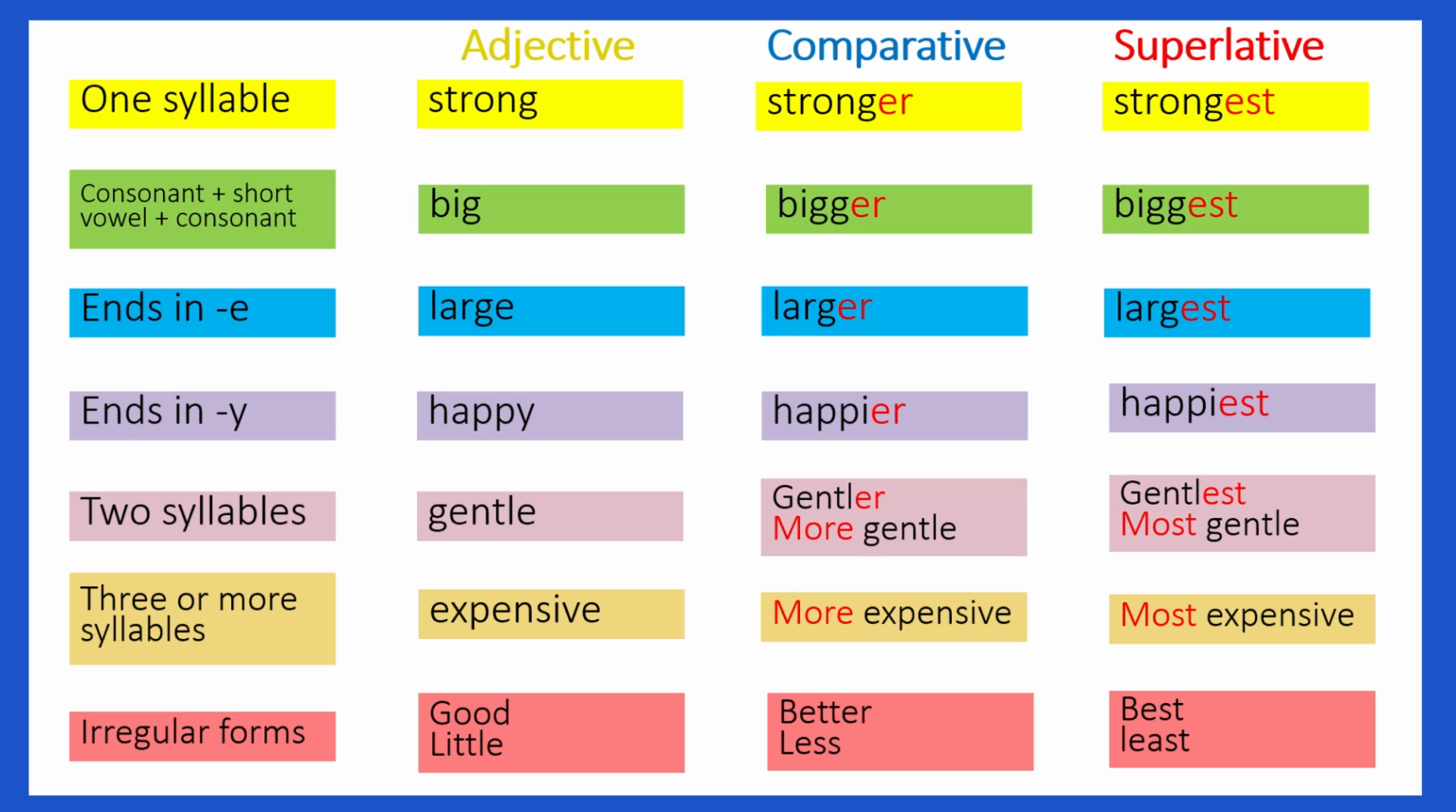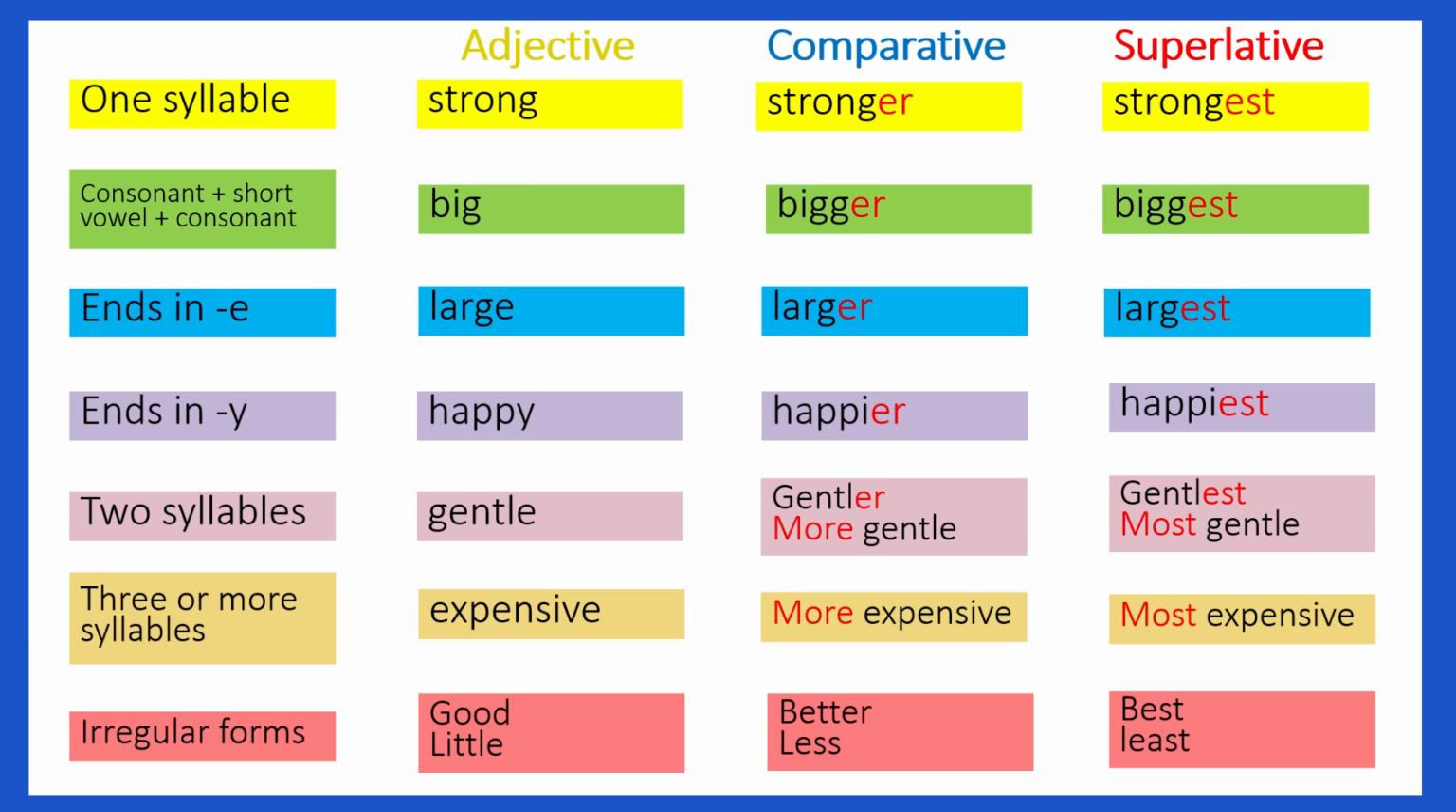There are several rules that we need to follow when forming comparative and superlative adjectives. This depends on the letters in the word or the number of syllables. Okay, let's take a look at the first one, the yellow color here. One syllable adjective. The rule is to add er when forming the comparative adjective and est when forming the superlative adjective.